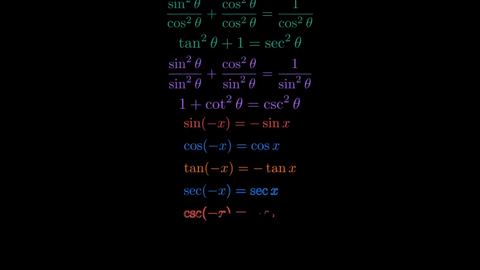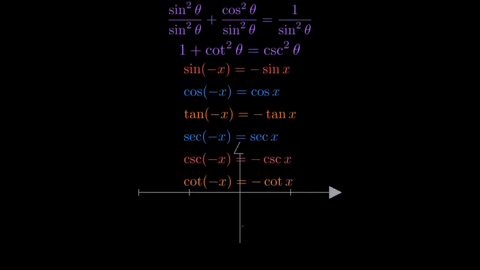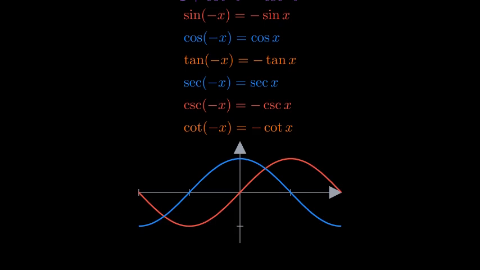Even and odd identities. Sine is odd, so sine of negative x equals negative sine of x. Cosine is even, so cosine of negative x equals cosine of x. Tangent is odd. Secant is even. Cosecant and cotangent are odd. We can see this on the graphs. Odd functions are symmetric about the origin. Even functions are symmetric about the y-axis.